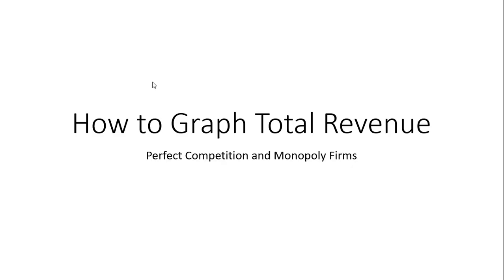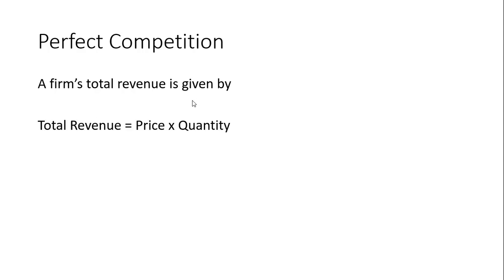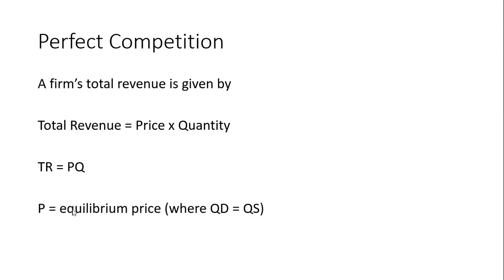In this video, we're going to graph a total revenue curve for a perfectly competitive firm and then for a monopoly. So for perfect competition, a firm's total revenue is given by price times quantity, price per unit of output times the quantity of output sold. So just abbreviating, TR equals P times Q, where P is price and Q is quantity.